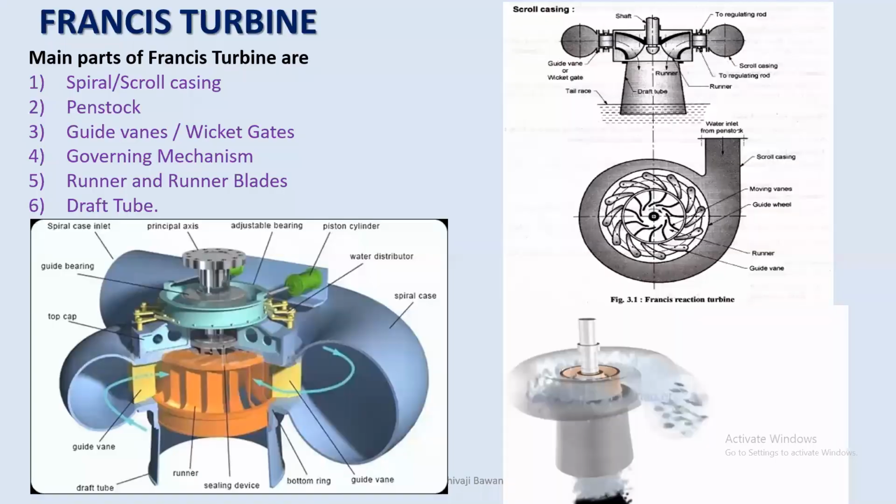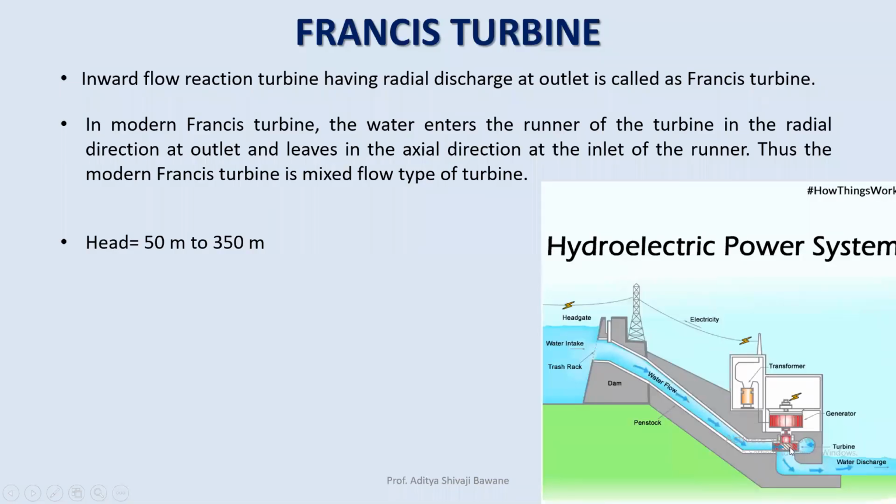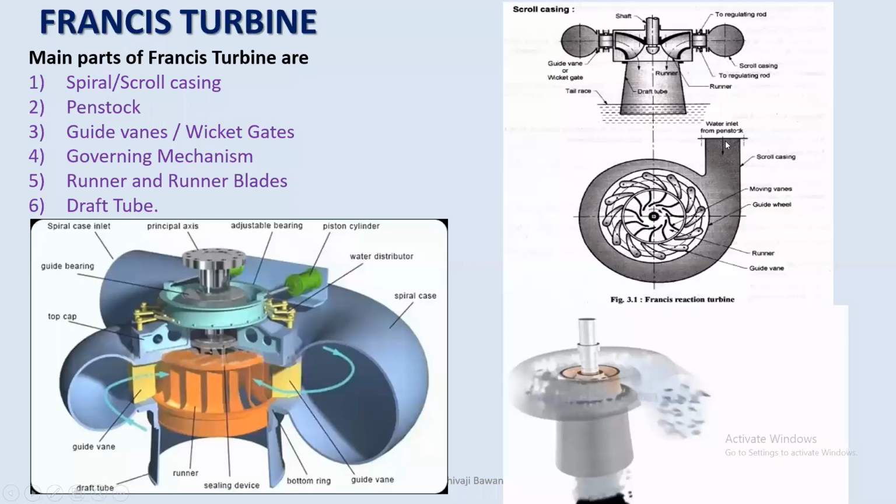So let us understand the working of the Francis turbine. If you see, there are many components. Basically, water inlets from the penstock. Water is entering from this penstock to the turbine. So this water will enter from here, and it will move this way. So its area is decreasing gradually.